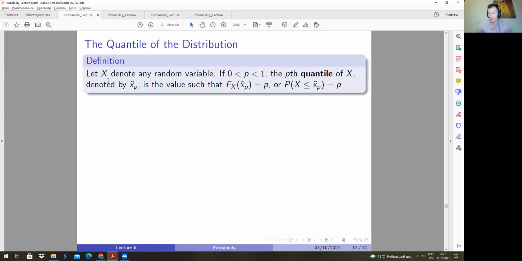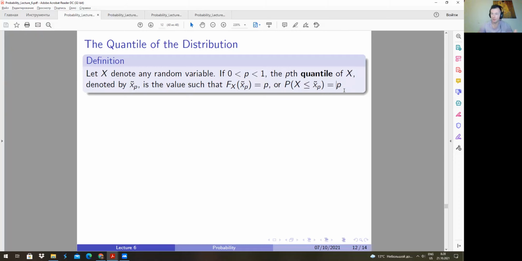If you have some random variable and some number p between 0 and 1, then we call the pth quantile of x, something like the 0.5 quantile or the 0.2 quantile, and we denote it as x tilde p. This is the value such that the CDF evaluated at this number equals exactly p. Or said differently, the probability that the random variable x is less than or equal to this number equals p.